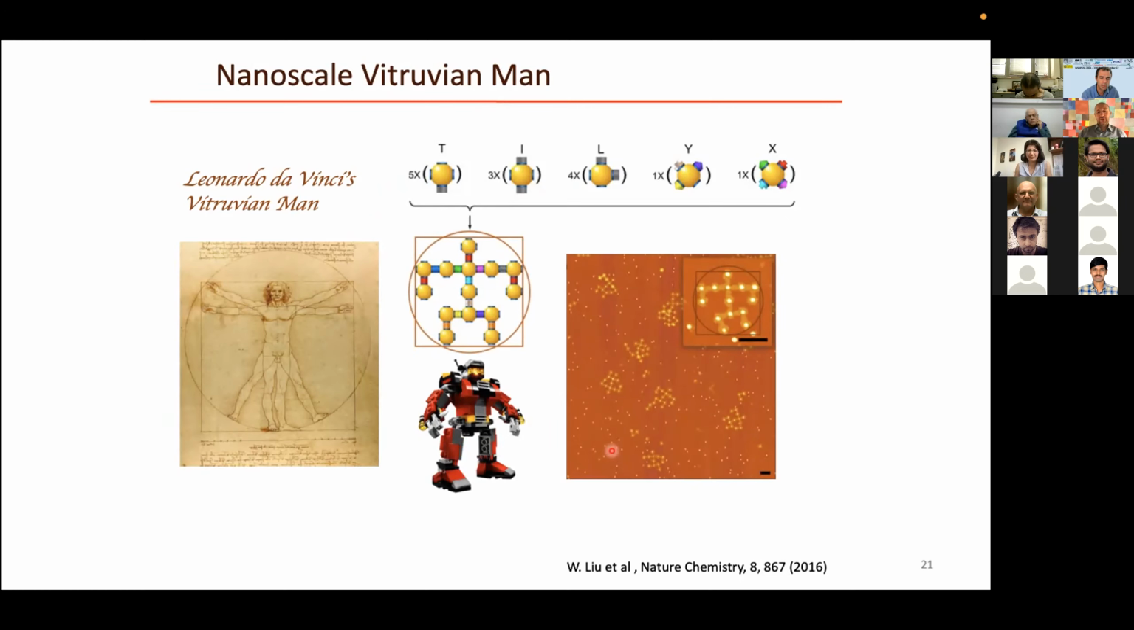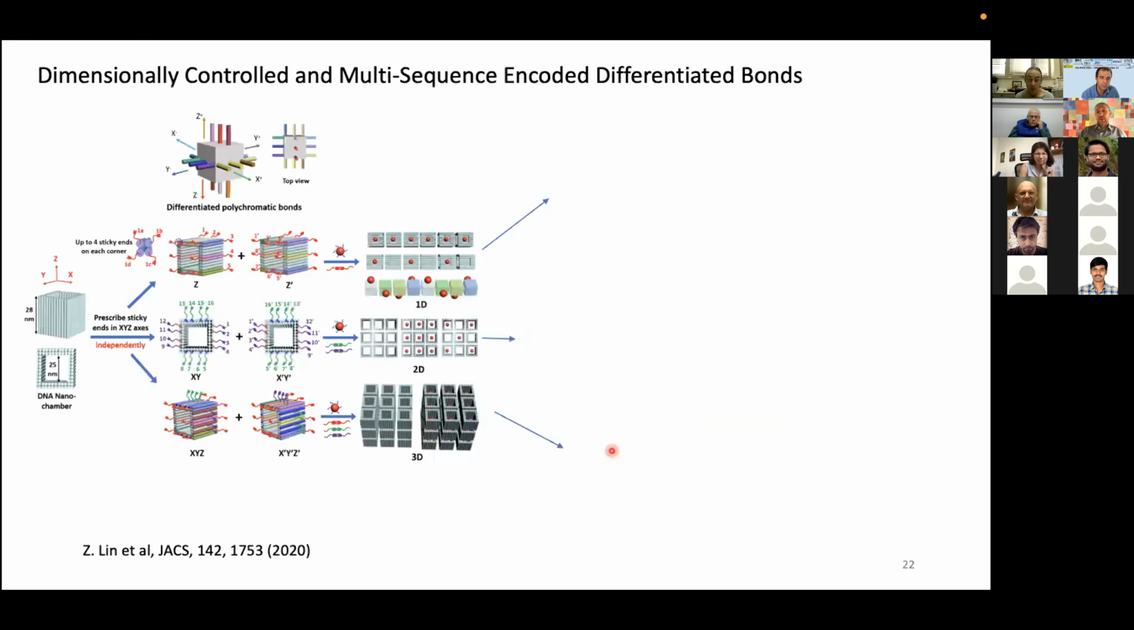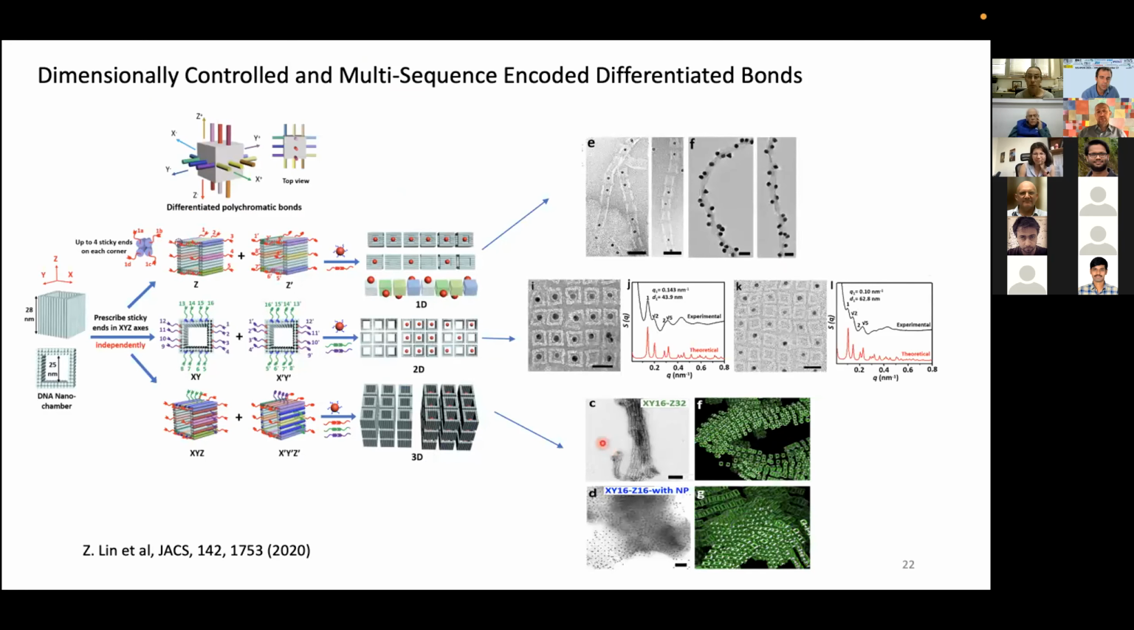a low resolution version of Leonardo da Vinci's Vitruvian Man, and we can build higher complexities through more complex encoding. It's what we're developing now, how those approaches can be utilized for building three-dimensional structures where each object can have a high degree of encoding.